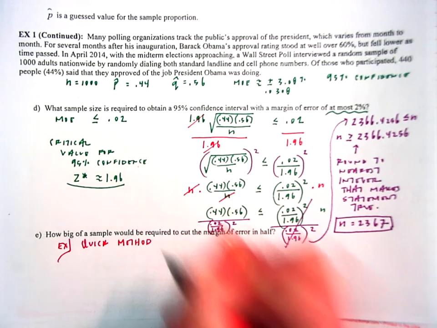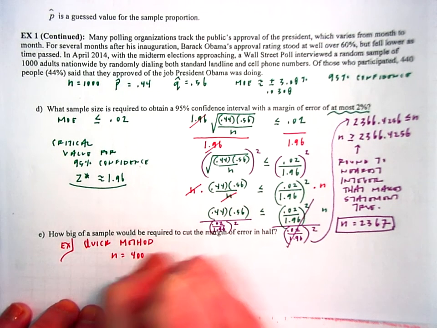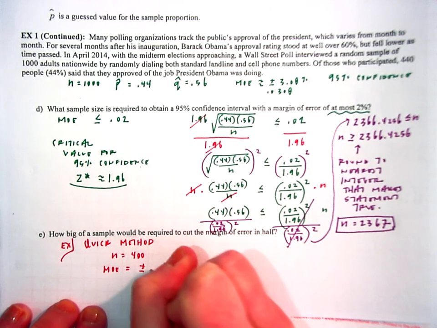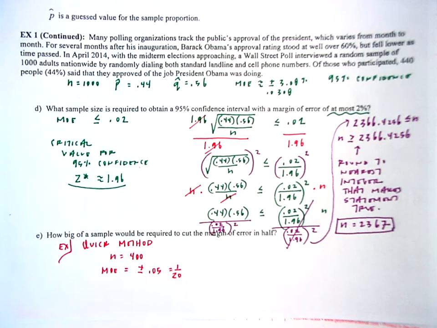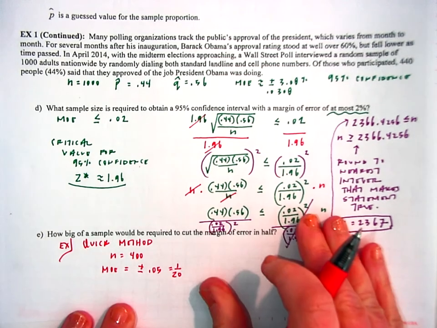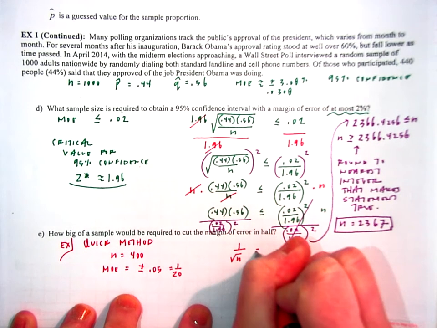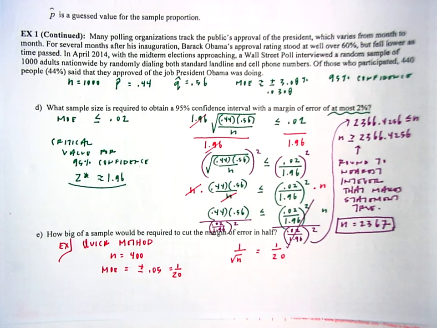So the quick method is saying, okay, let's imagine that my sample size is, say, 400, and that would be a margin of error of plus or minus 0.05, and I'm just going to write it as a fraction, so 1/20. So I'm just imagining a sample that's 400 originally with a margin of error of 0.05 or 1/20. So remember that here 1 over the square root of n is equal to 1/20. So my margin of error is 1/20.